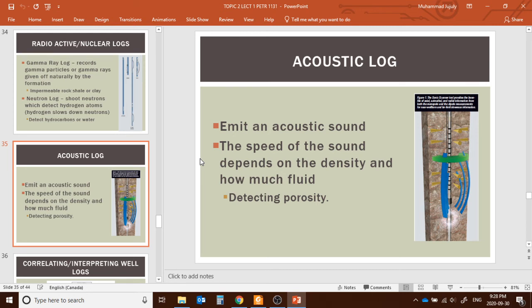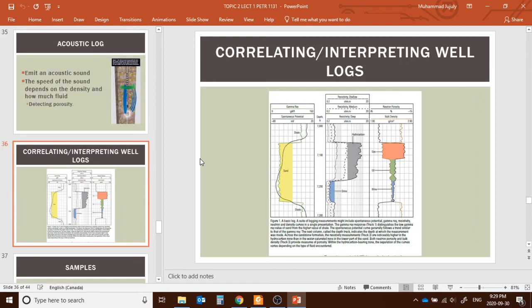But if the rock is more porous, you will have a very hard signal. That means the bounce back would be harder, okay. So that's how we can get an idea of what types of rock there could be from the acoustic log.